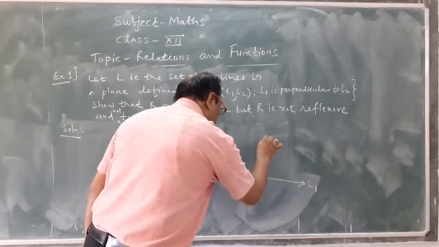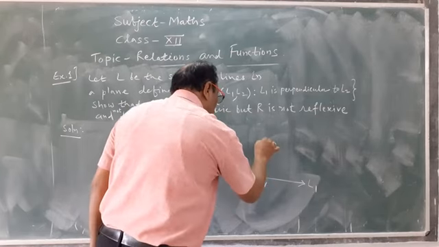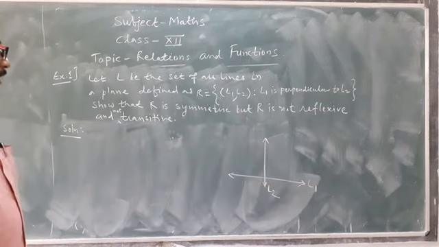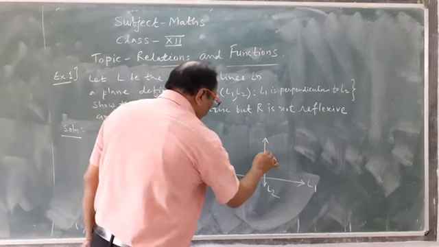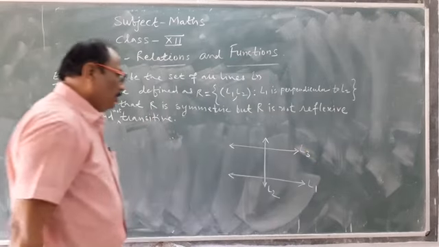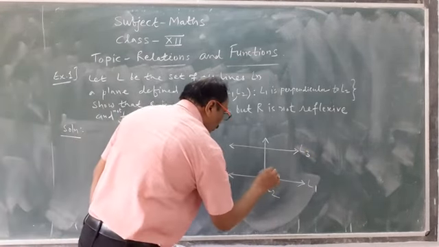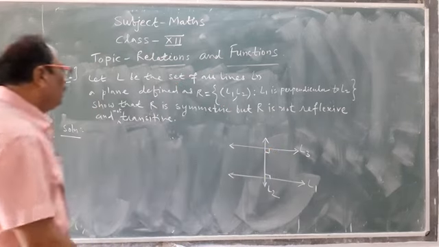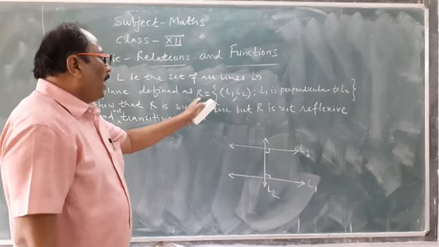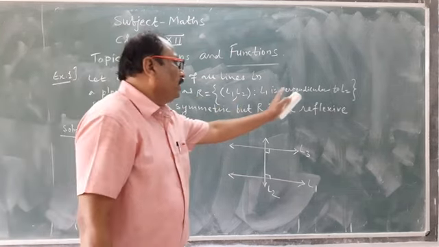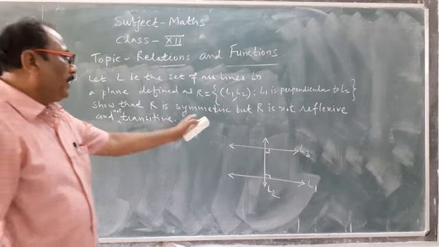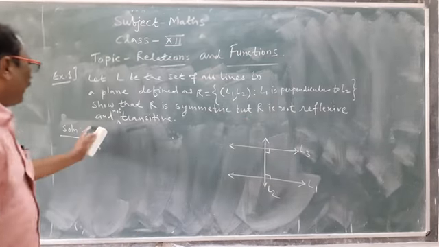Second line, suppose L1 is perpendicular to L2. Third line, L2 is perpendicular to L3. Suppose L is the set of all lines in a plane, defined by R, the ordered pair (L1, L2), where L1 is perpendicular to L2. Show that R is symmetric, but R is not reflexive and not transitive.